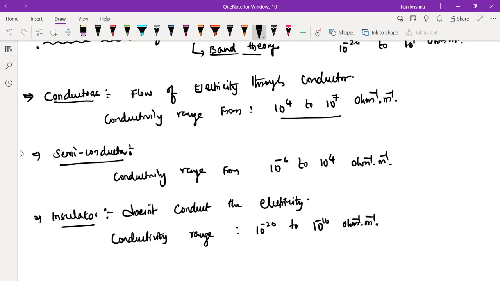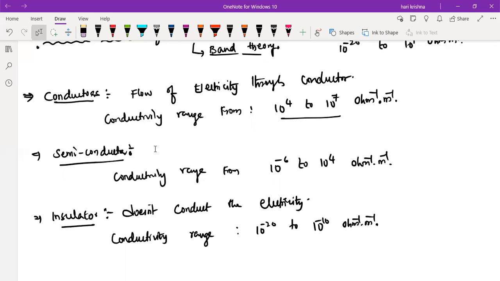There is a conductivity range for the insulators. So in total, if you take the conductivity range, it will start from 10 power minus 20 to 10 power 7 ohm inverse meter inverse. Insulators come first, because they will not conduct electricity at all. Next, semiconductors will come. In the last, conductors will come. Conductors are good conductors of electricity, so they will have a conductivity range of 10 power 4 to 10 power 7.